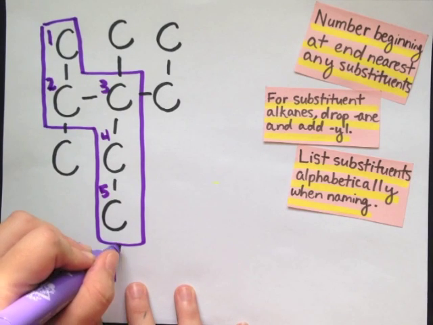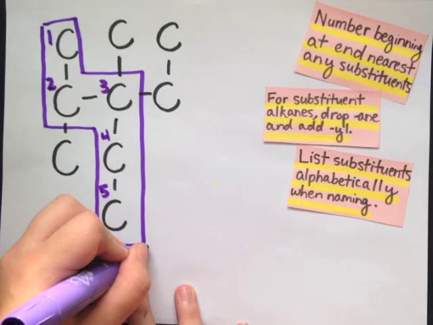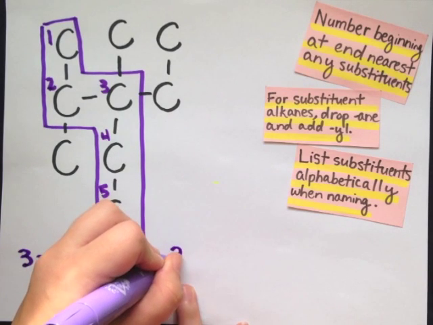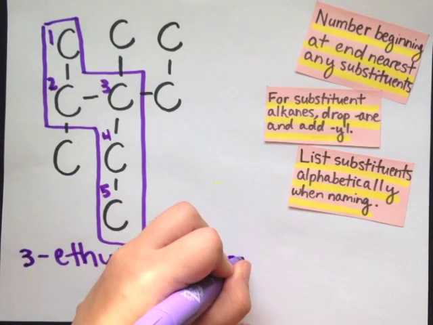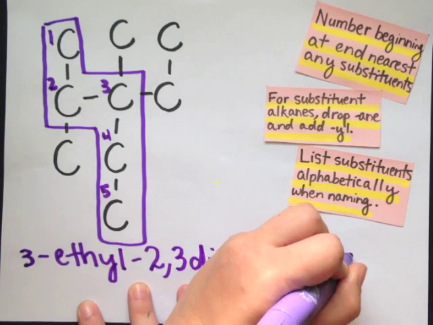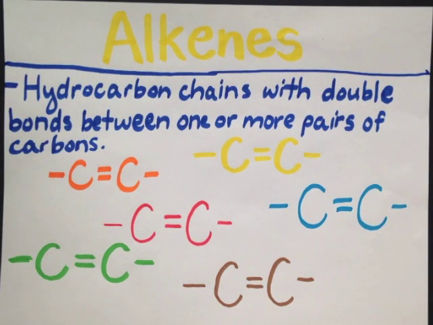So the name of this molecule is 3-ethyl-2,3-dimethylpentane. The second functional group, the alkenes, consist of carbons connected by double bonds.